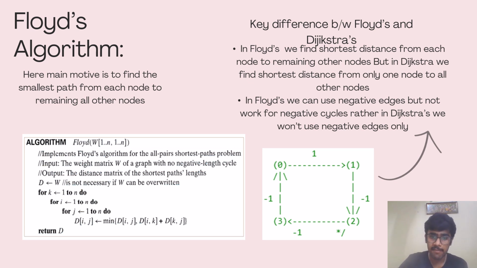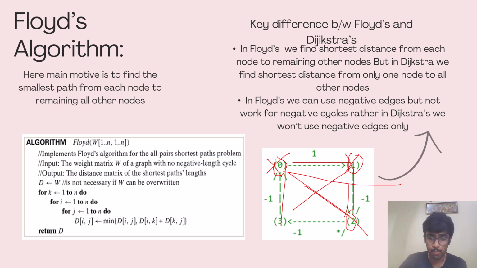Suppose in this graph, if you see, it takes 0 and finds the shortest path between 0 and 1, 0 and 2, 0 and 3, and after completing 0, it takes 1 and finds the shortest path between 1 and 0, 1 and 2, 1 and 3, and after completing 1, it goes to 2 and finds the shortest paths 2 and 0, 2 and 1, 2 and 3, and it continues till 3 like that.